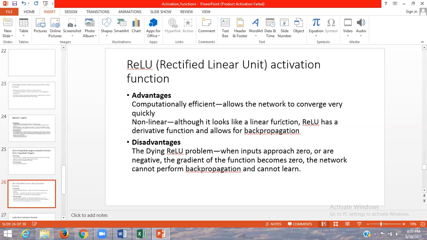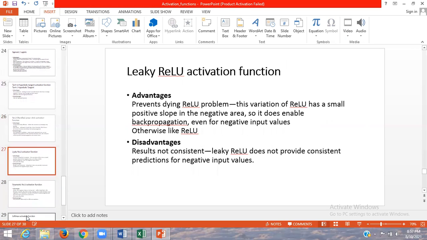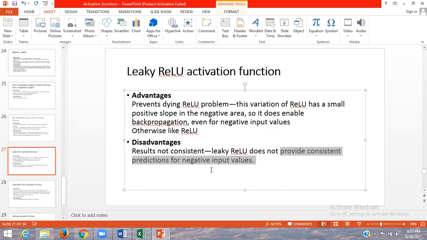ReLU works well, but for negative values it is not giving any output. So that was the prime problem. The dying ReLU problem was associated with ReLU. Next was leaky ReLU, so these are the advantages. This gives a small value for the negative values also, and therefore we are calculating some weights, meaning neurons are not dead with this activation function. And this is not providing consistent prediction.